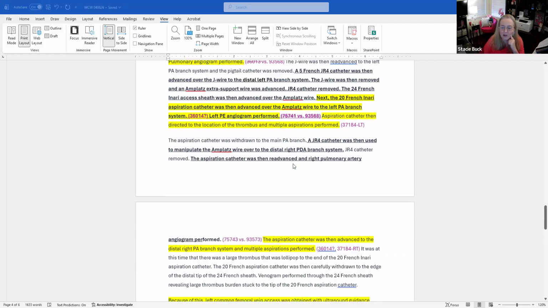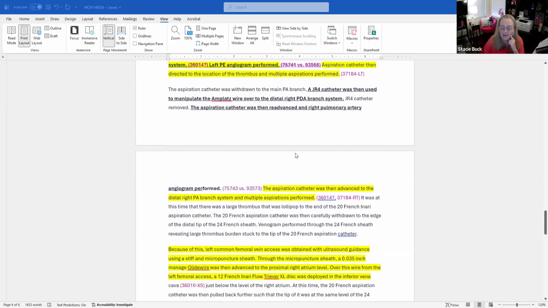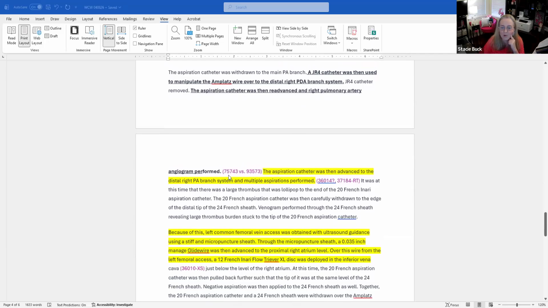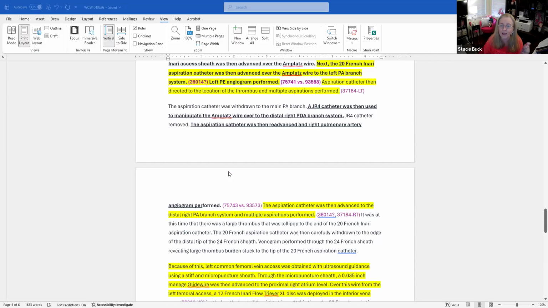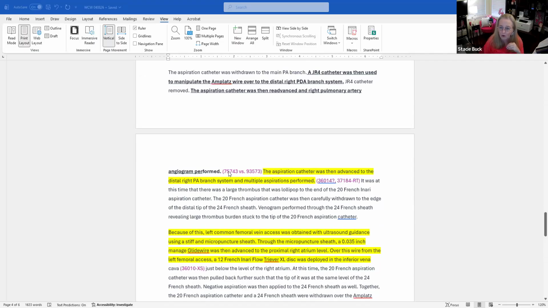So we actually see the same work being done on the right side there. And so again, when we're looking at our imaging codes, now we have bilateral imaging that occurred. So again, depending upon whether or not it was truly a right heart cath, if it wasn't a right heart cath and we're just going with the pulmonary thrombectomy, we're going to have a 75743 for our selective imaging. At this point, that means our non-selective code above would go away. But if we do code the heart cath, then we would assign 93573 for the bilateral selective imaging that occurred.